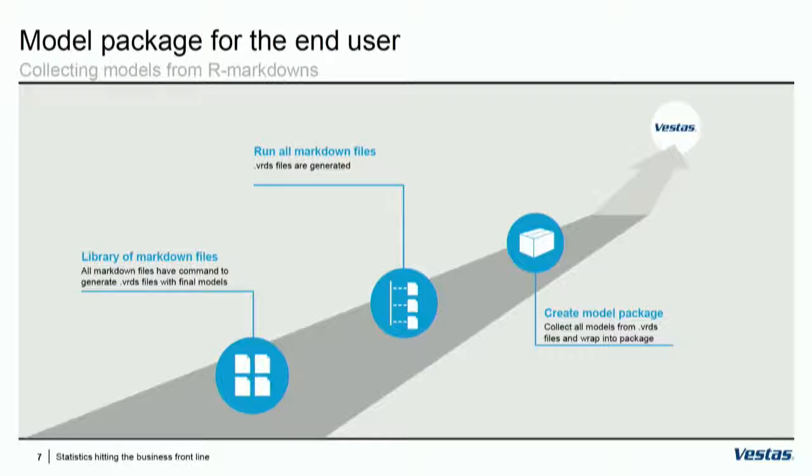So basically here, what you see is we have this folder in Git where we have all our markdown files. In each of these files, we have a command that basically generates VRDS files, which is just a Vestas RDS file with the model itself, the final model. So when you release it, you run all these markdown files, and then you collect all these .vrds files, which you then package in, you can say, a model container that you put into a package. So then your package has all the models that you need. Just to show you a little of the code when the slides change.